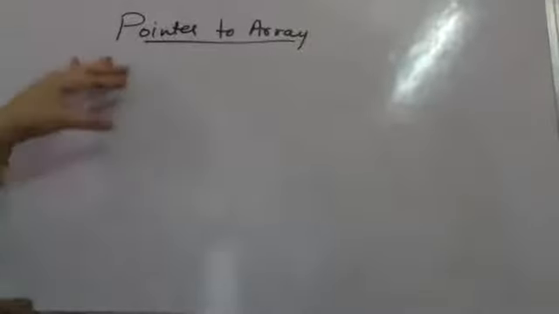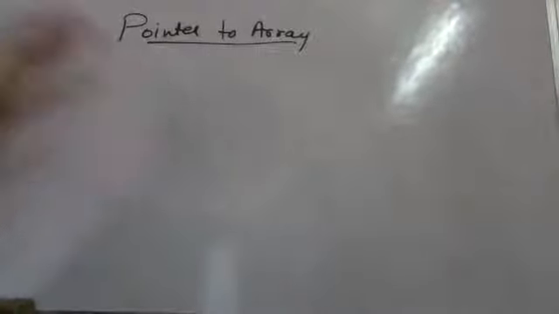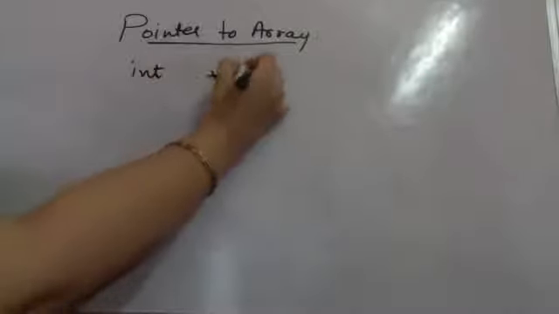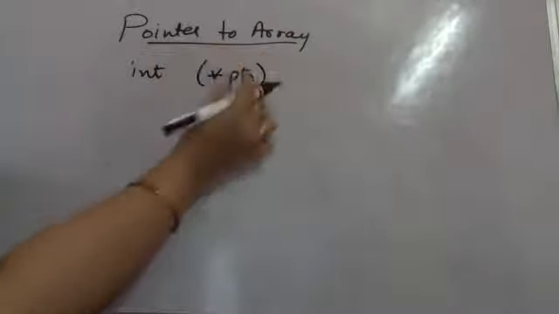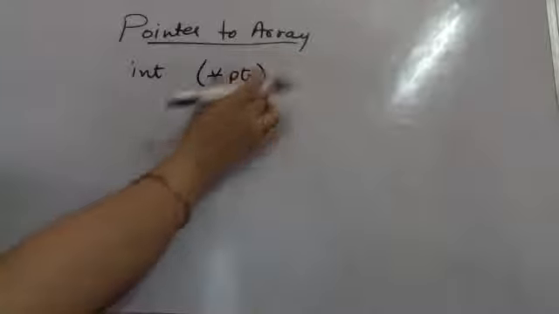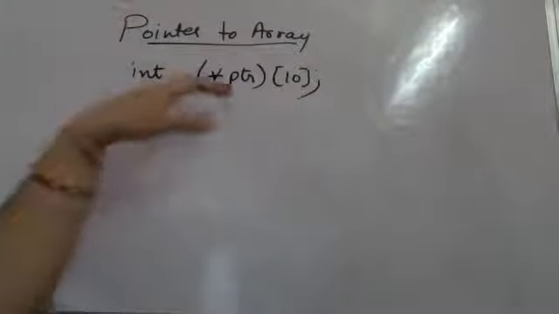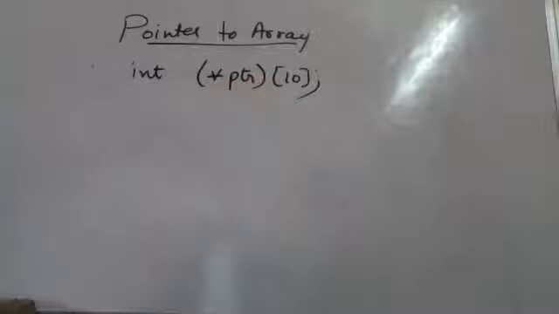Now, pointer to an array, as we have discussed earlier. If I have some data type and I mention a pointer, and when I create this parenthesis, this becomes a pointer to an array of 10 integers. It is a pointer to an array.